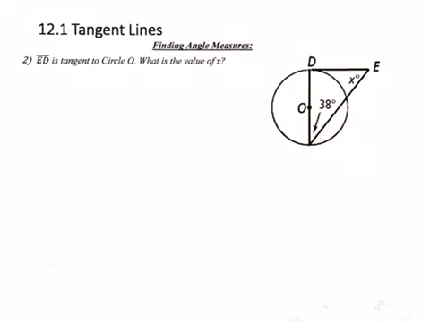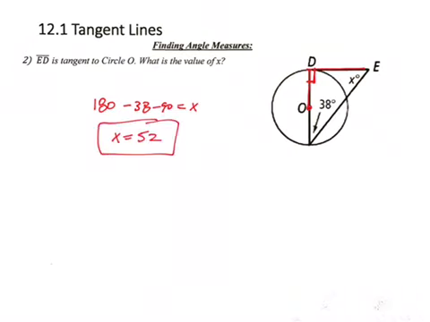In example 2, ED is tangent to circle O. What is the value of x? So once again, we have a radius from O to D and a tangent here in ED, so this should be a right angle. A triangle adds up to 180, so to find x, we're going to take 180 minus 38 minus 90, and that's going to give us x. Well, in this case, x should equal 52. So x is 52.